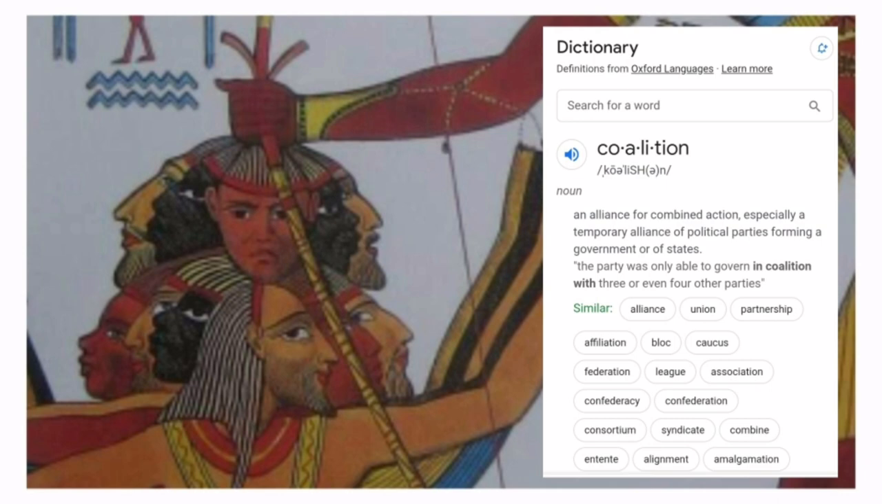Coalition and alliance for combined action, especially a temporary alliance of political parties, forming a government or of states, in this case, different nations, came together and formed an alliance, a partnership, a bloc, a federation, a league, confederacy, a combine underneath one king, the king of the Hittites, to war against the king of Egypt and fight against the Egyptian Empire.